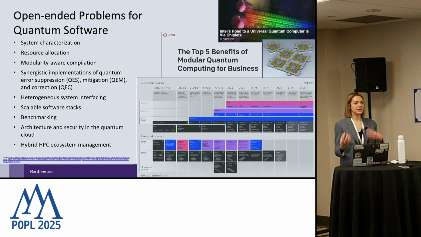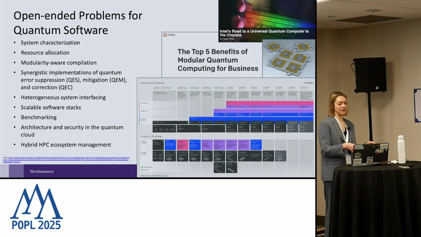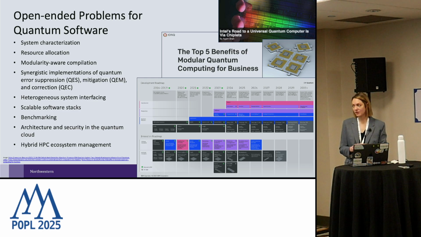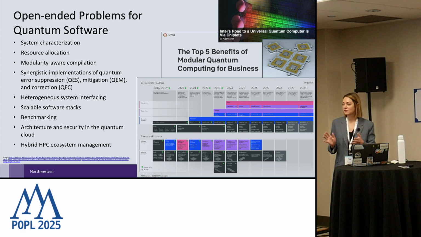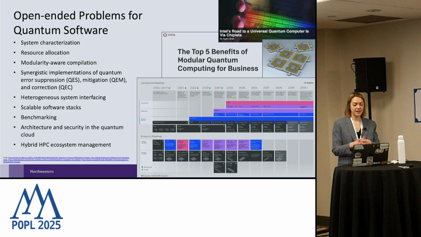And I think that there are many ways that we can take advantage of expertise from the classical computing space, especially in HPC, and apply that in the quantum space as we develop these solutions. So a lot of that ties into hybrid HPC ecosystem management, and maybe at the lower level, thinking about how we can continue to make the most of our hardware with these synergistic error management techniques that combine error suppression, mitigation, and correction.